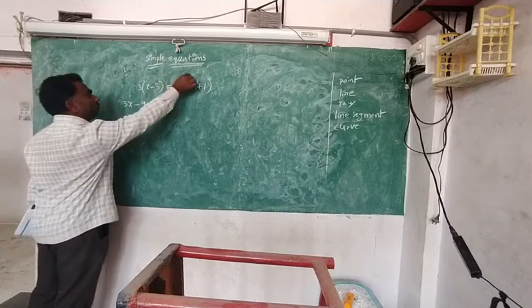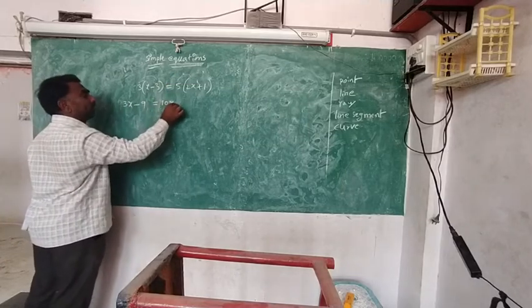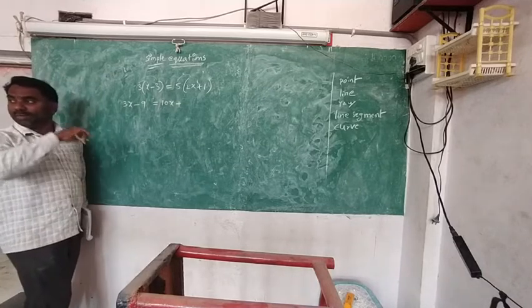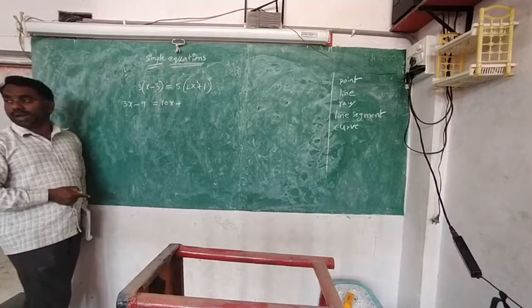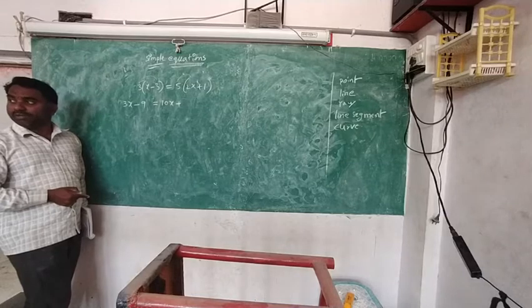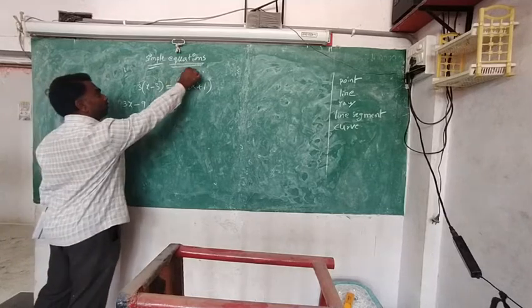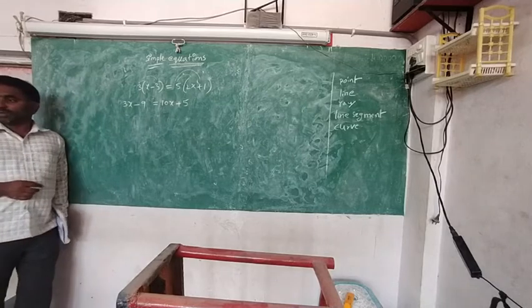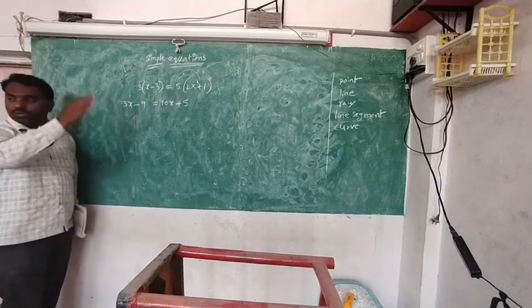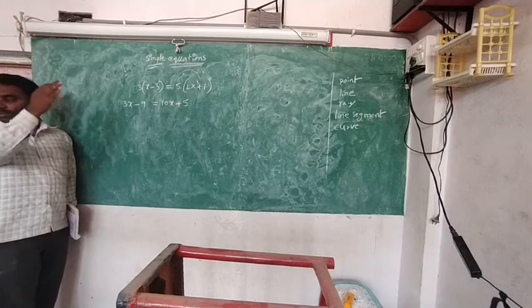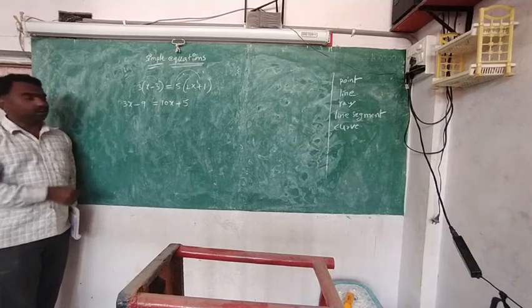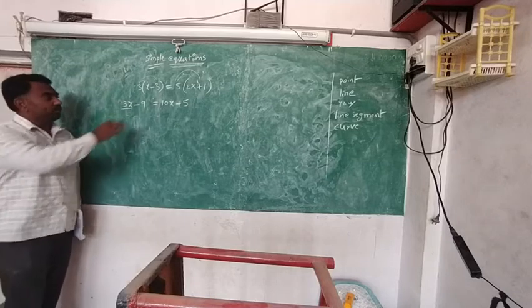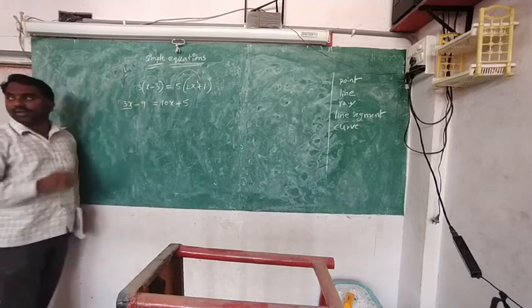Then 5 into 2x means 10x, plus 1. You should multiply with both. Bracket means compulsory you should multiply with both. 5 ones are 5. Next, now what should we do? All x terms will be on one side. Here it is already there, that also should come here. And this number is waste here, that's why you will send it to that side.